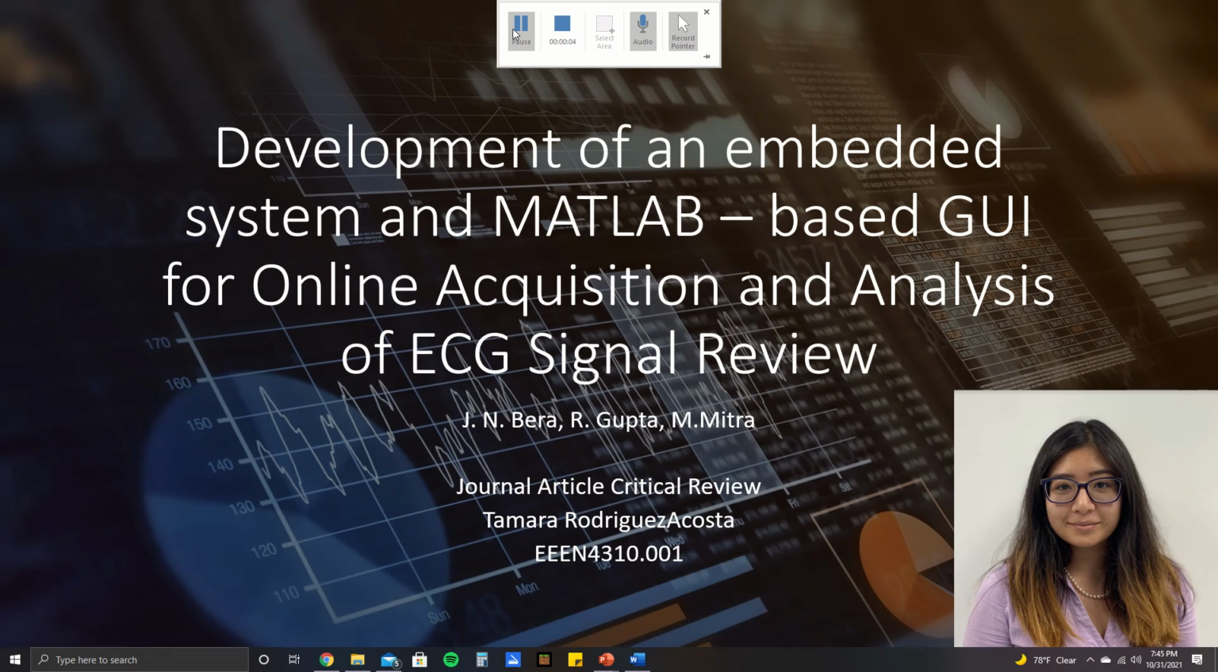My name is Tamara Rodriguez Acosta, and today we will be going over the development of an embedded system and MATLAB-based GUI for online acquisition and analysis of ECG signal review. Now, this article was written by J. N. Bera, R. Gupta, and M. Mitra, so the following information is not mine. I am simply reviewing it. So let's get started, shall we?